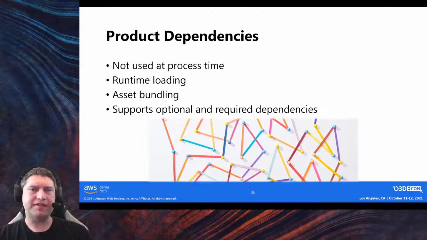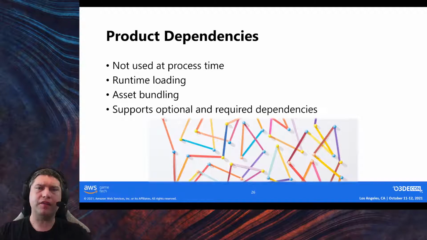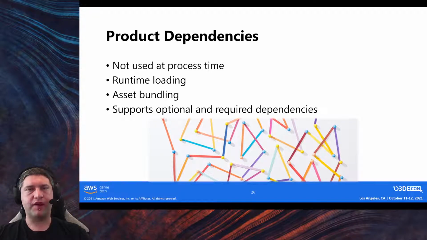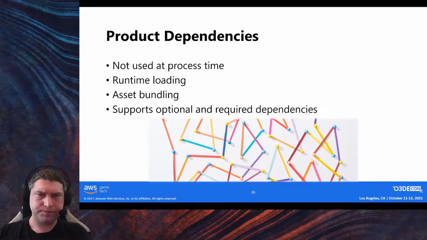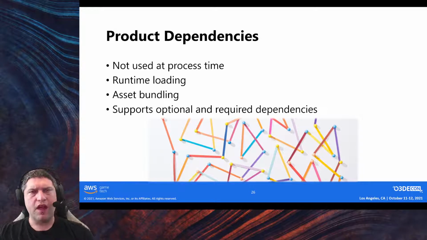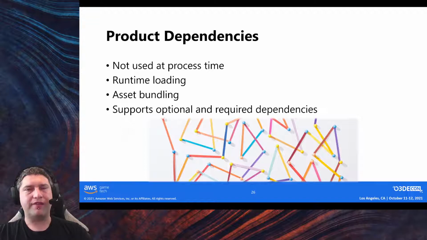While source and job dependencies were entirely a tool and processing time concept, product dependencies are entirely a runtime concept. They're not used during asset processing. They are data the asset processor has that are generated from the process jobs function on the relationship between these product assets. They are used in two areas. One is runtime loading. When you go to load content, oftentimes you want to have any product dependencies of that content also loaded and available. That way you can just have everything ready to go at once.